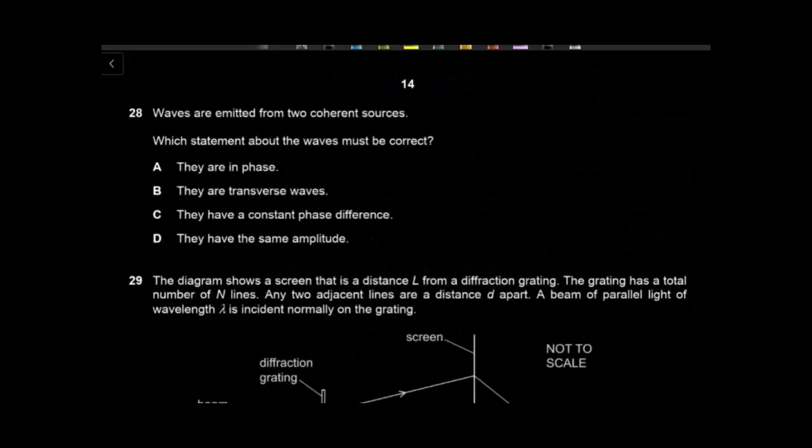Waves are emitted from two coherent sources. Which statement about the waves must be correct? We know that coherent sources of light are those sources that emit light waves having the same frequency, same wavelength, and in the same phase, or they have a constant phase difference. So as per the definition of coherent sources, they have a constant phase difference. So option C is correct.